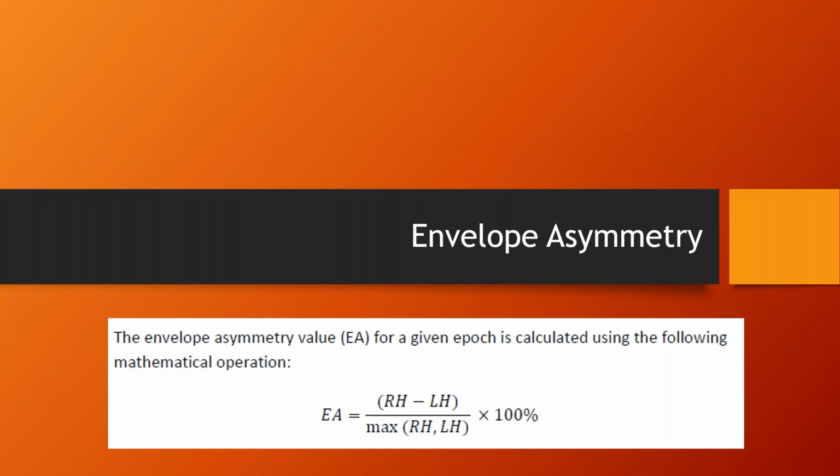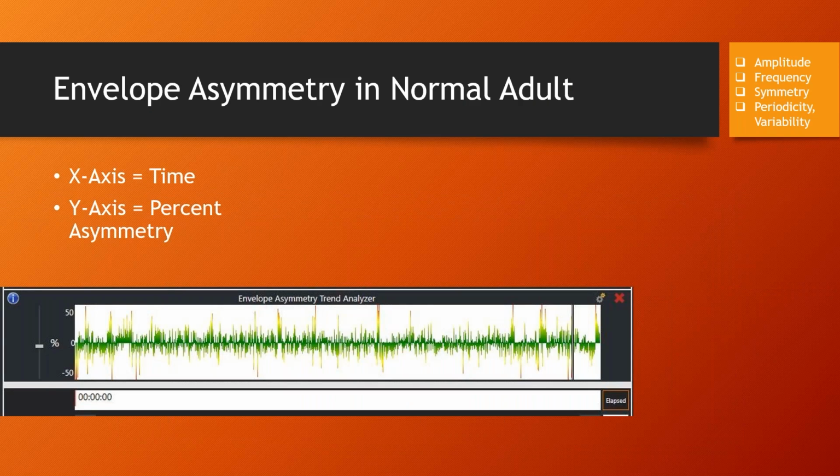So envelope asymmetry, largely the same calculations as envelope as far as taking the segments and generating those graphs, but what we're doing is now we are comparing left to the right. So if you look at the equation down there, you're doing right minus the left over the total. So this is good in that it gives us the ability to identify lateralization. And in this particular case, we've got normal EEG.